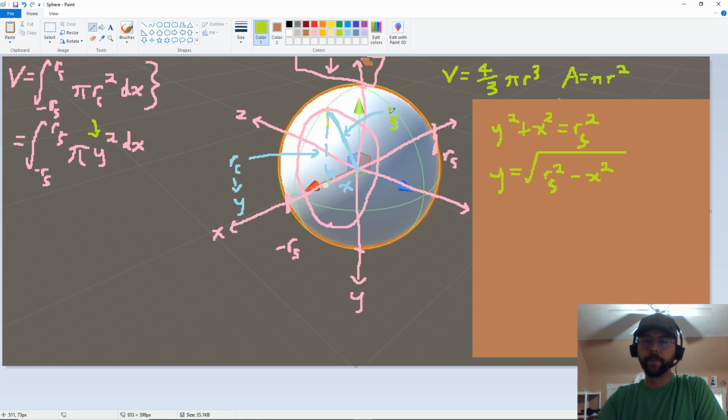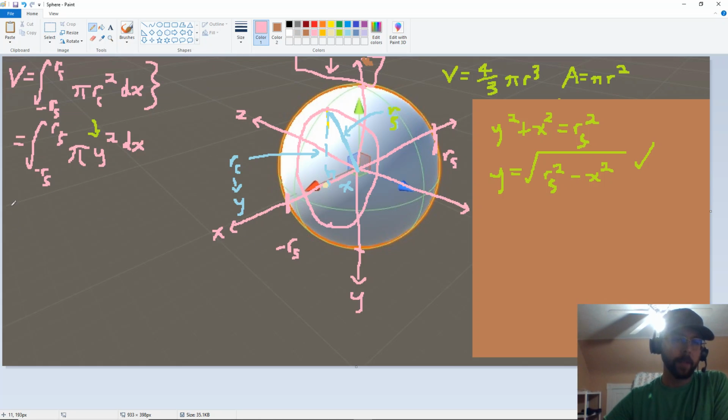So, green's a little better. This is r sub s squared. And as I mentioned earlier, r sub s is basically a constant for our purposes right now. That means it will be okay for integration. It will still work out easily. And the x squared, well, x is the variable that we want. So this right here is good to go.